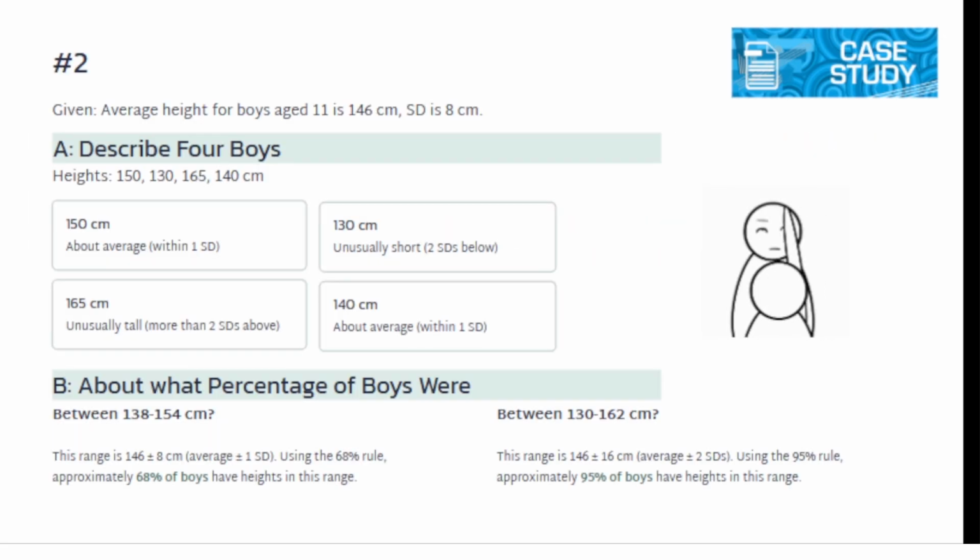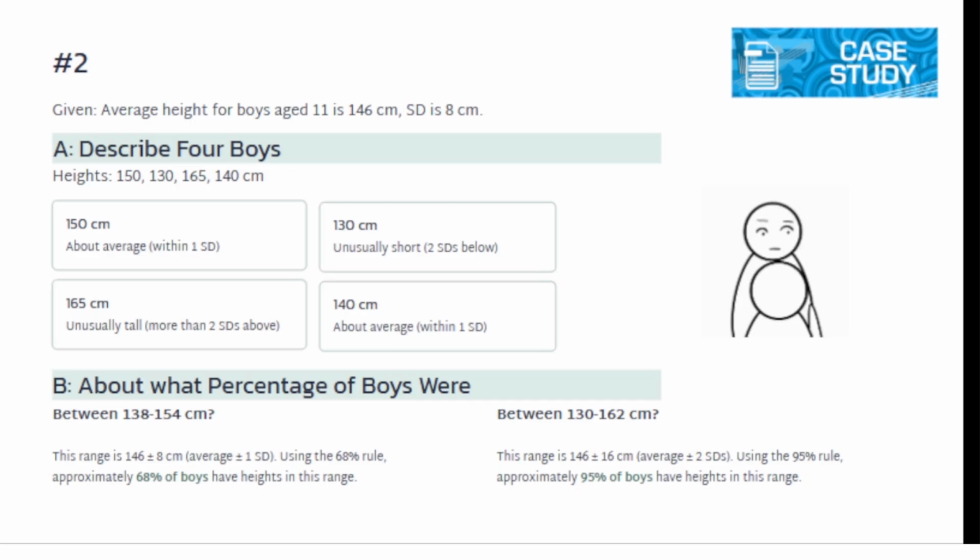Next case study. How would you describe these 4 numbers, given the average height for the boys in the previous example, which is 146, and the standard deviation of 8? How would you describe these four guys, each with a given height: 150 centimeter tall, 130, 165, 140? So 150 is 4 centimeter above the average, and it's half a standard deviation. So you would describe this as about average. It's very close to the average.